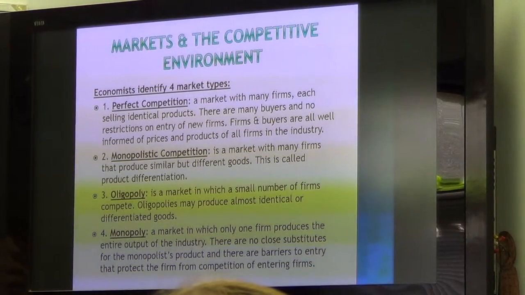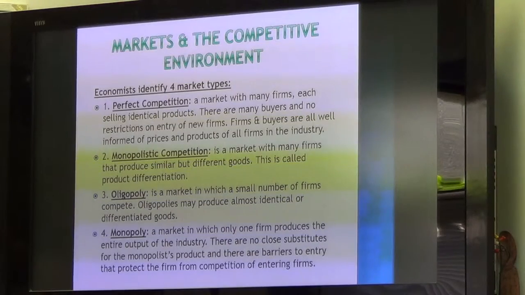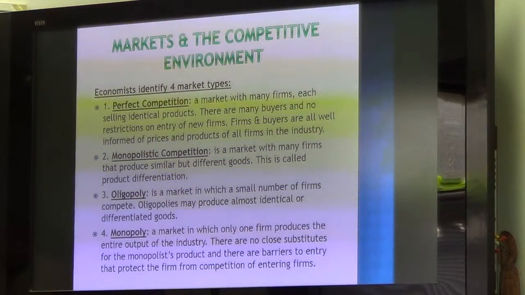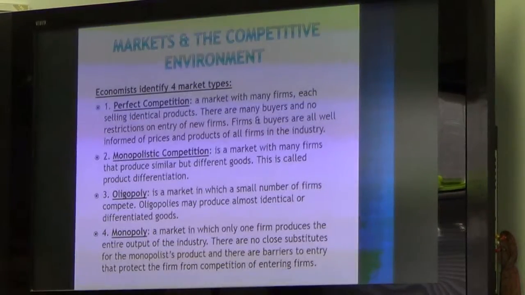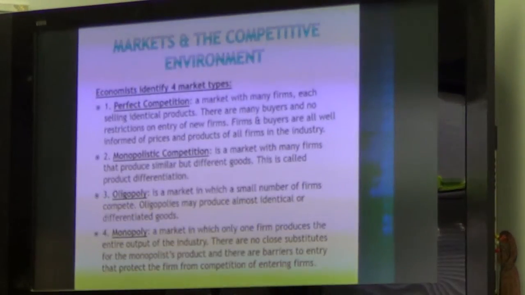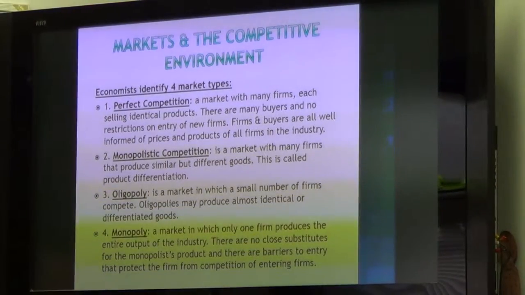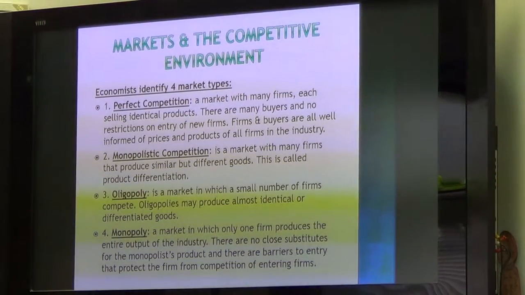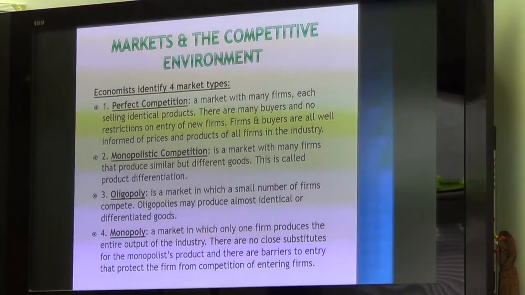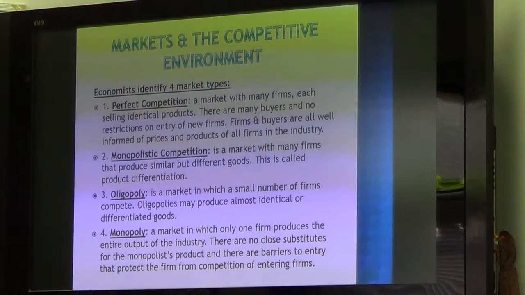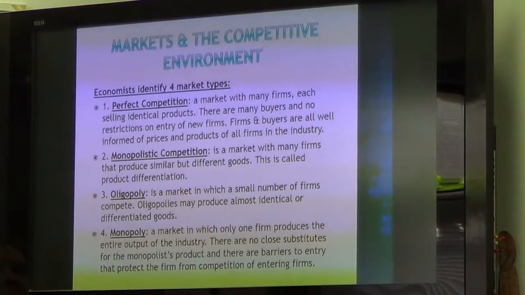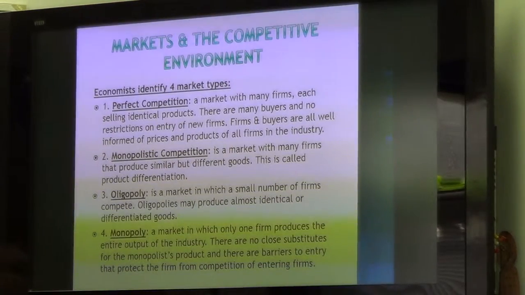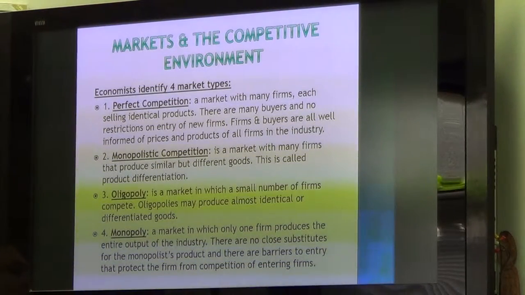Monopolistic competition is a market with many firms that produce similar but different goods. This is called product differentiation. So there might be many firms, but the products are similar but maybe different in some ways. Maybe like organic versus just regular. Because essentially it's peanut butter, but if you're getting organic peanut butter, it's a little different.